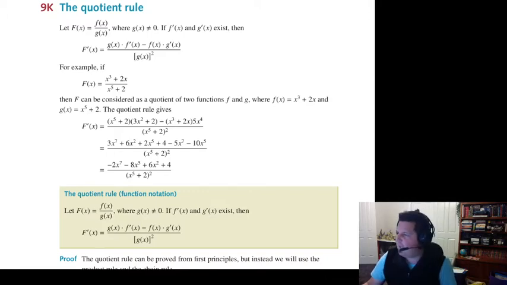Oh, you're back for part 2 of the extra ways to differentiate. Yep. Well, you're in the right spot because today we're looking at 9K, which is the quotient rule.